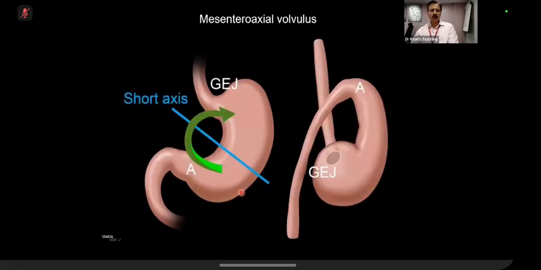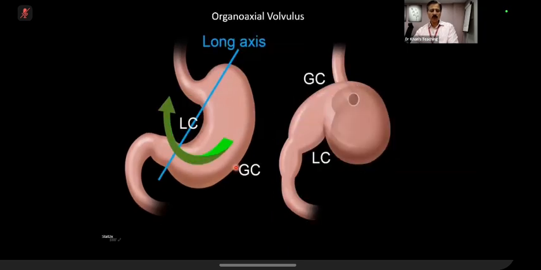Similarly, mesenteroaxial can also present at times incidentally, but more commonly it can present with obstruction. And mesenteroaxial is more common in children. Both of these volvulus can be associated with or without hiatus hernia.